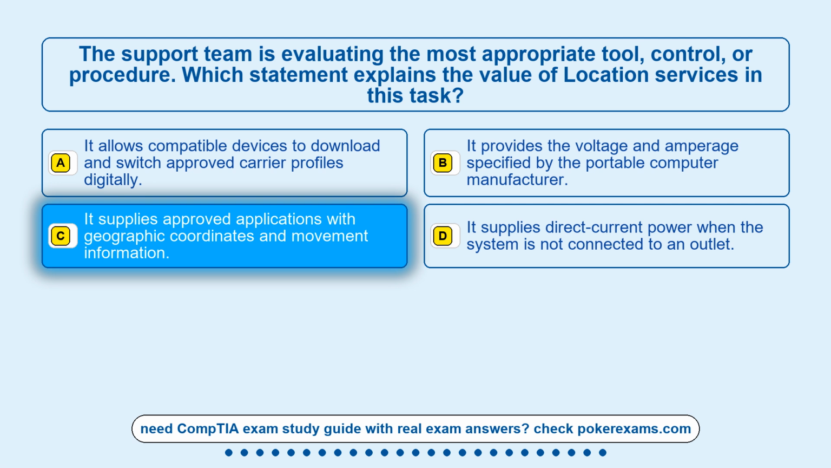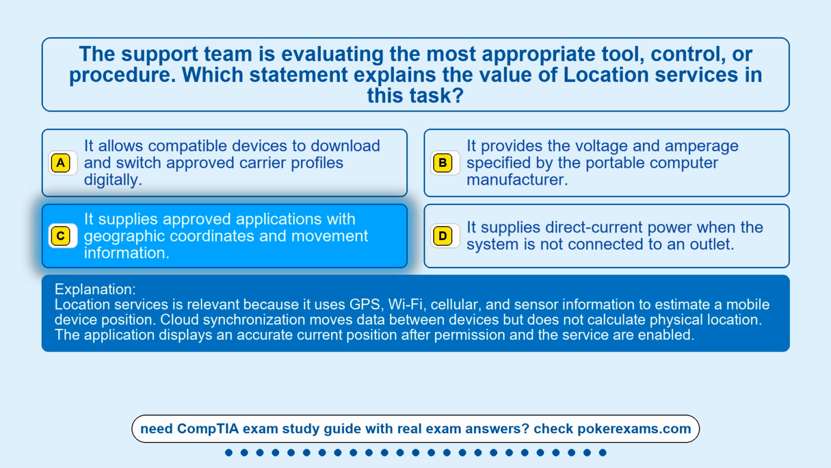The correct answer is option C. It supplies approved applications with geographic coordinates and movement information. Location services is relevant because it uses GPS, Wi-Fi, cellular, and sensor information to estimate a mobile device position. Cloud synchronization moves data between devices but does not calculate physical location. The application displays an accurate current position after permission and the service are enabled.